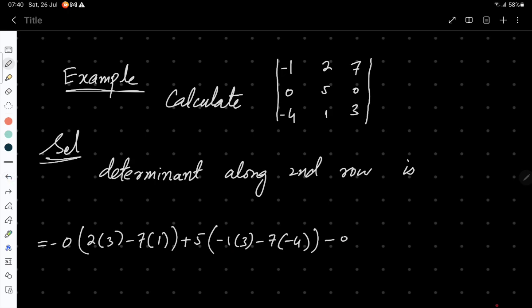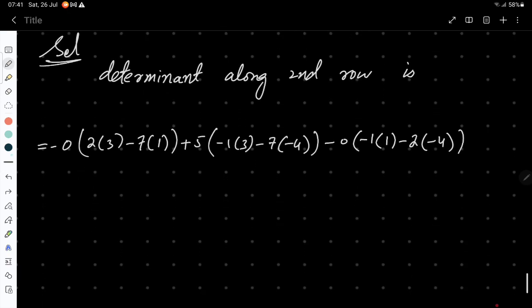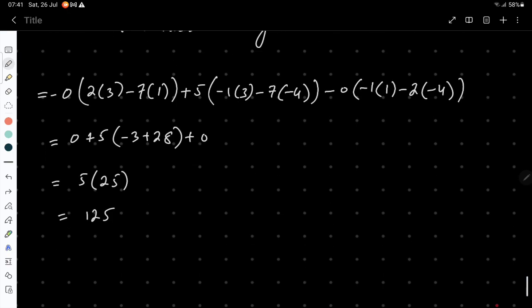And for the last term, if I skip this row and this column because this is 0, I will end up with this matrix. If I write the determinant of this matrix, I will get this, which is very easy. Now if I do the calculations, I will get the determinant equal to 125, and this is the answer.